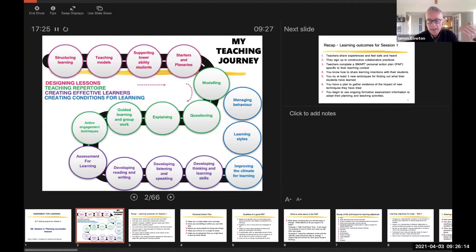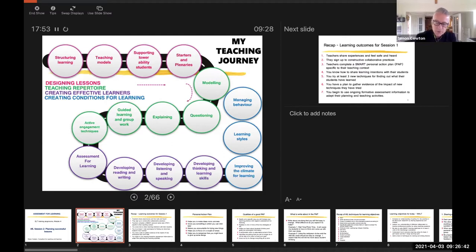Now, within the lesson itself, there are certain skills, I will call them here, that the teacher needs to be actually using in the lesson. And I'm calling that the teaching repertoire. The key things here are modeling and questioning and explaining, setting up guided learning, pair work and group work, and then the whole range of active engagement techniques and motivation.